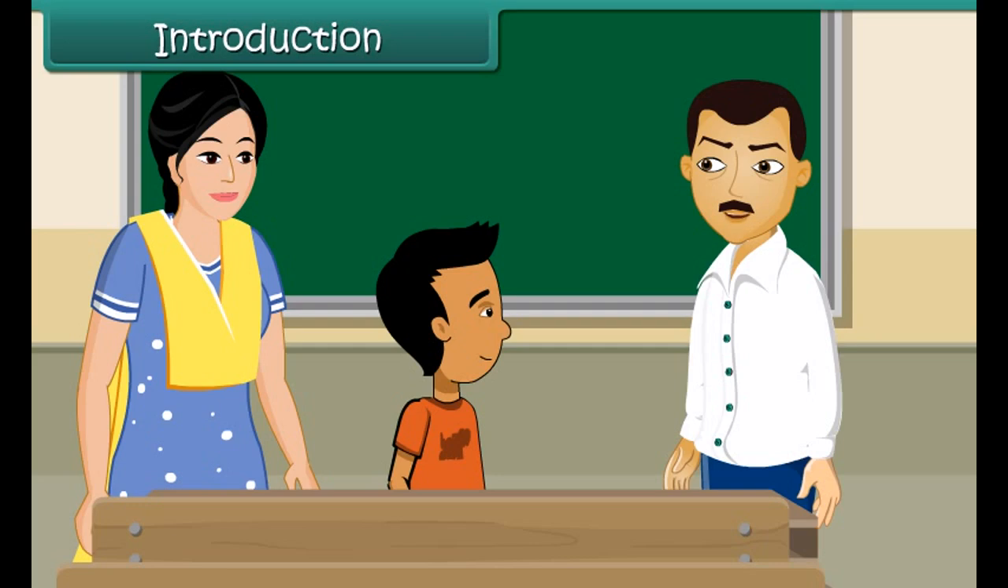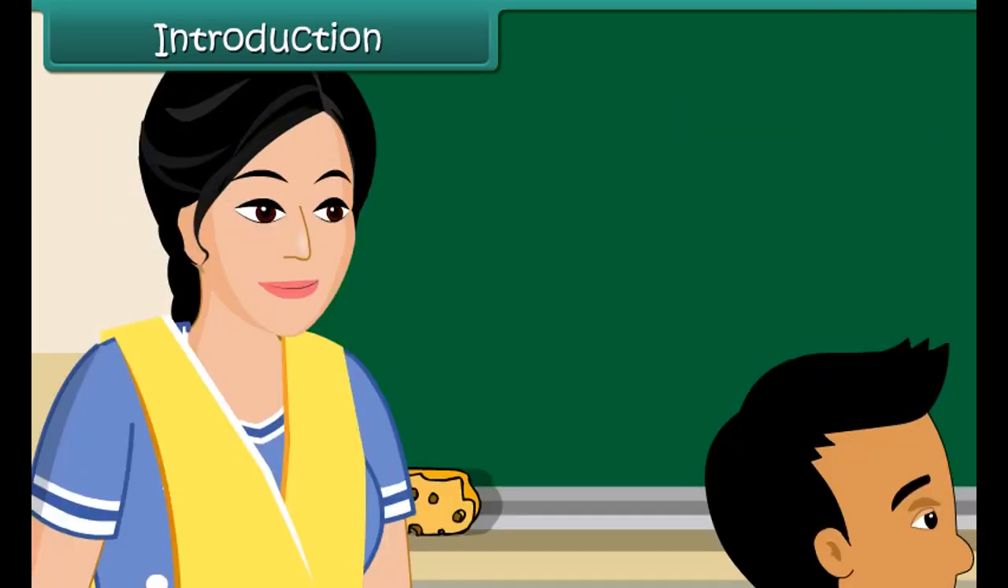Ramesh takes leave frequently. As a result, his class and homework are incomplete. If he continues to be irregular at school, he may have to repeat the class. Ramesh's mother knows the reason for his absence.